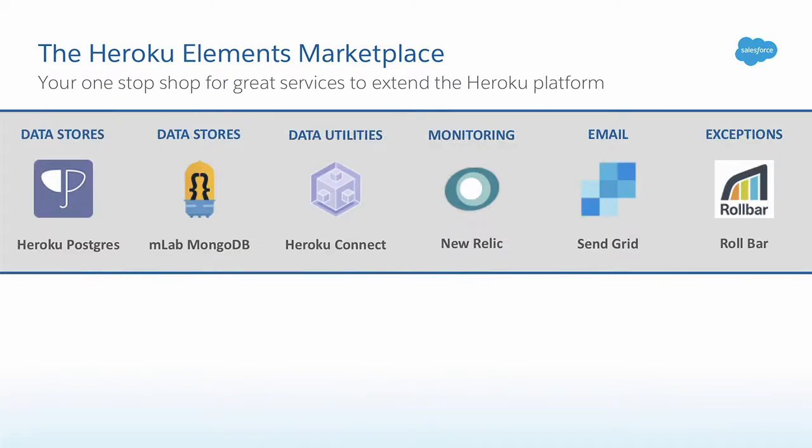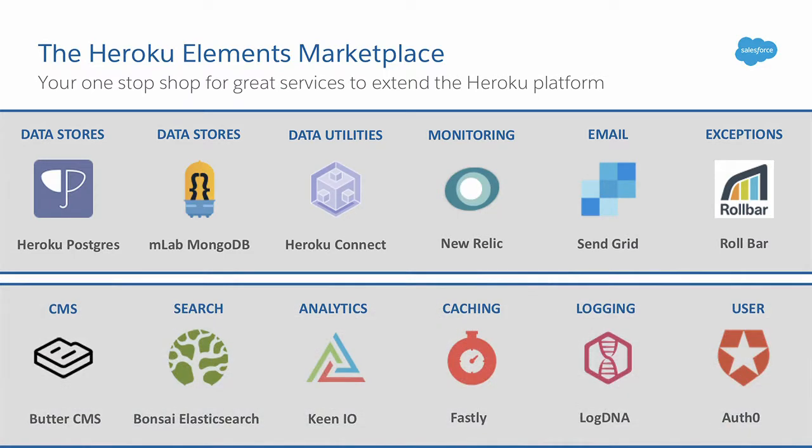So if we take a look at a few of these brands that you may recognize, there are data stores, as I mentioned, Heroku Postgres, but there's also MongoDB solutions from MLab or ComposeDB, Heroku Connect, which we just went over. There are application performance monitoring solutions from New Relic or email solutions from SendGrid, as well as error and exception solutions from Rollbar that are all easy to integrate.